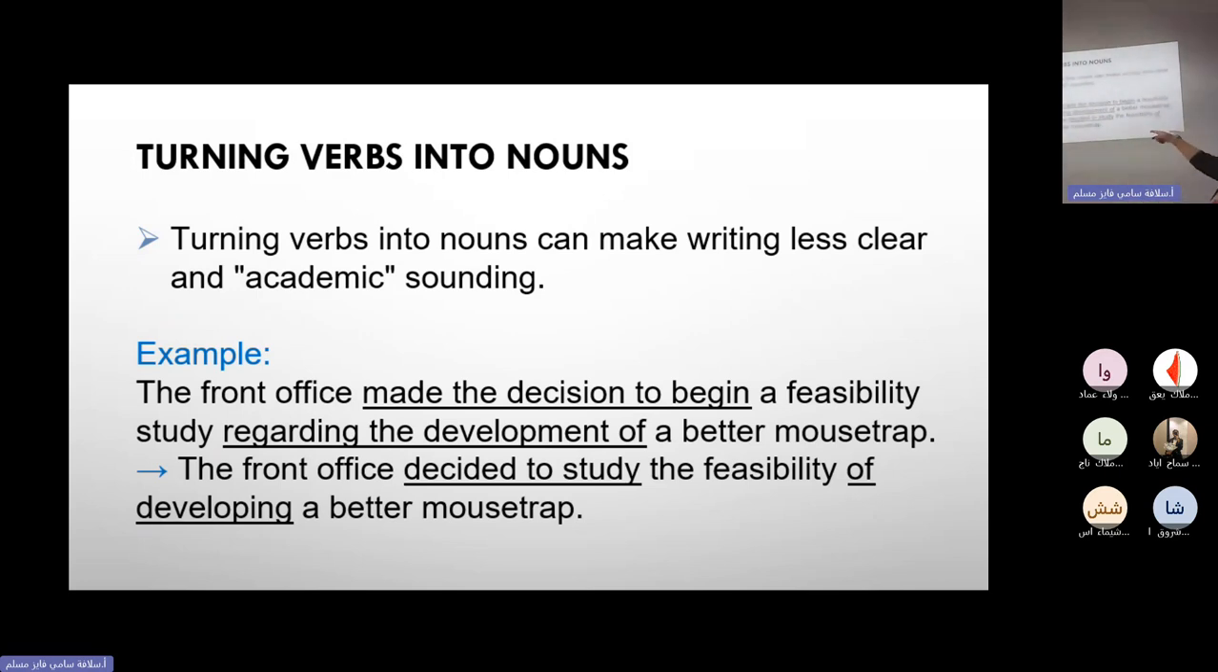Same goes for the other sentence. Regarding the development of is a noun phrase. It's too long. It's complicated. What did we change it to? Of developing. Okay? So changing the nouns into verbs makes it easier to understand, not the opposite. If we turn a verb into a noun or noun phrase, it makes the writing complicated and unclear. If we bring it back in a simplified form from noun to verb, it gives us something clearer, a clearer sentence.